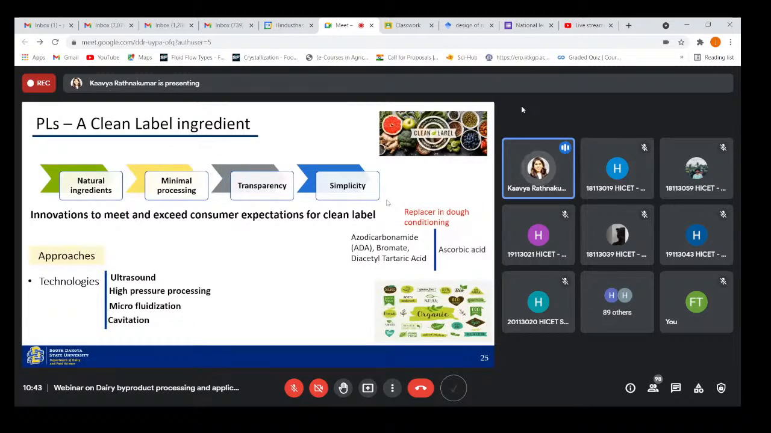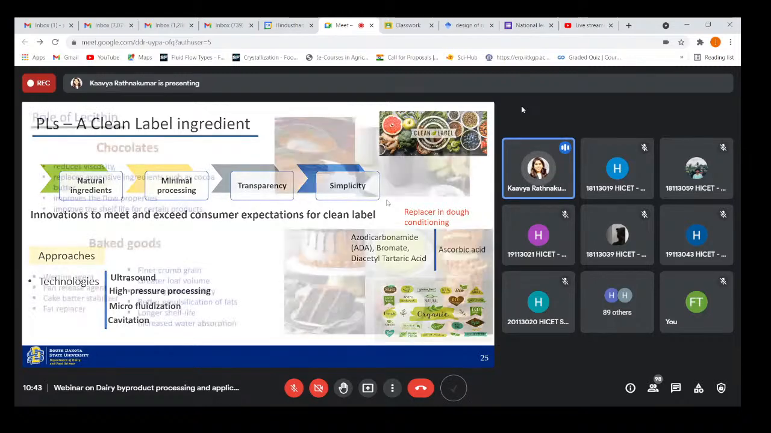So there are also several approaches used in this clean label technique. Such technologies involve ultrasound, high pressure processing, microfluidization, and cavitation. And I will also be discussing a few techniques which we used in our study to obtain a clean label ingredient.